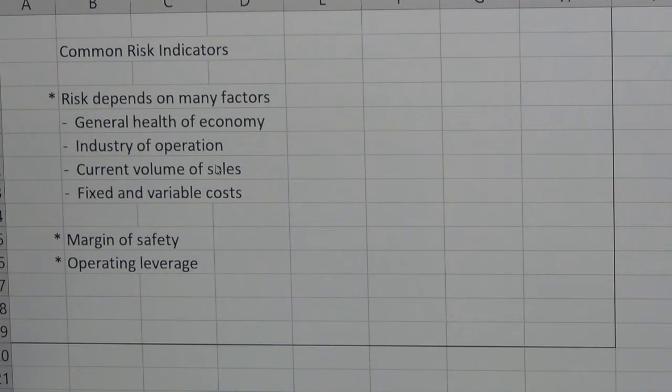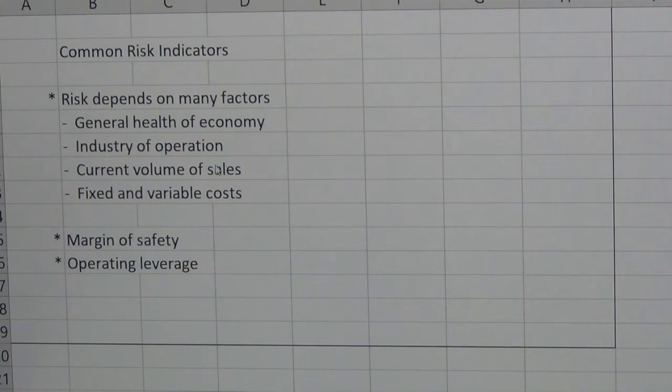Okay, so some common risk indicators include the factors that we're going to be looking at include general health of the economy. How well is the economy doing? A little bit scary today and a little bit scary for the foreseeable future in terms of the economy because of all the new issues coming on with this virus.